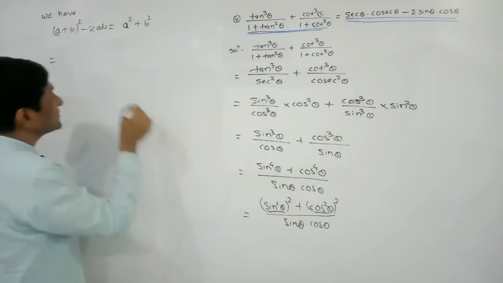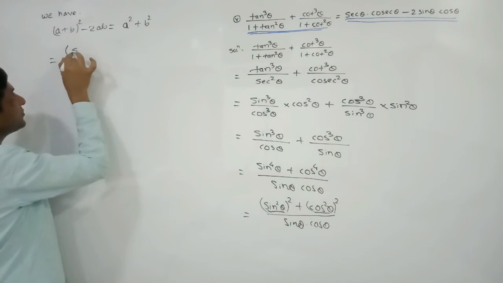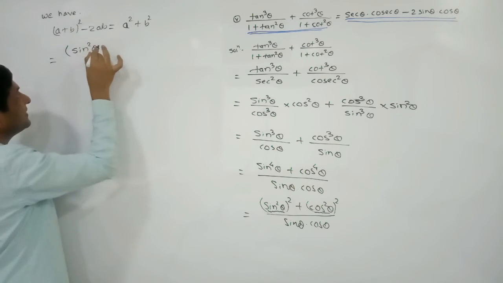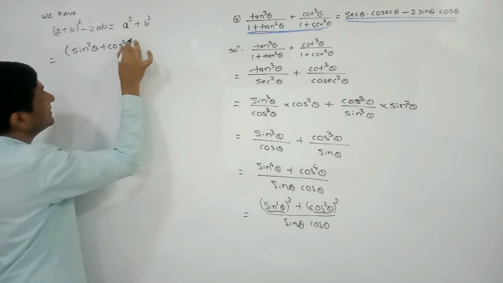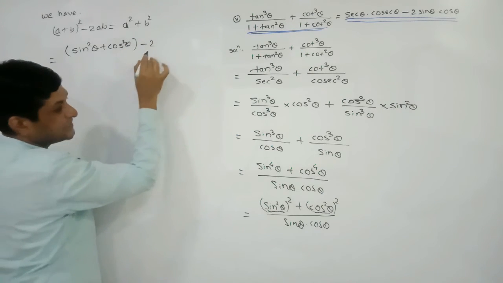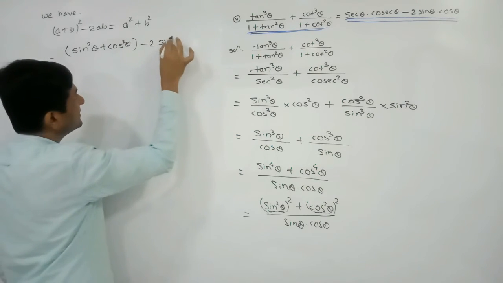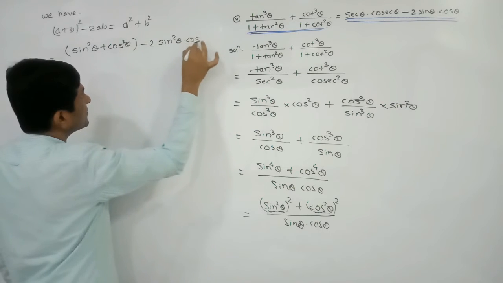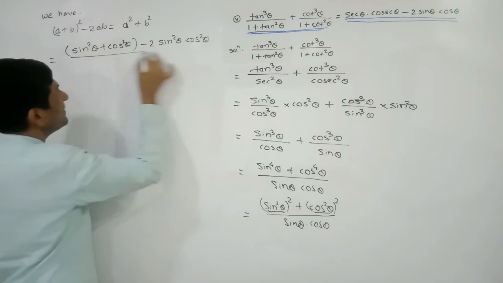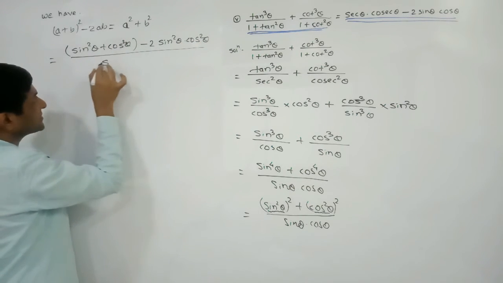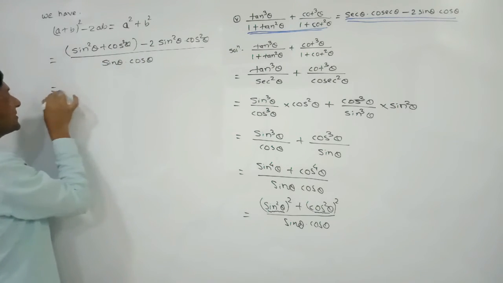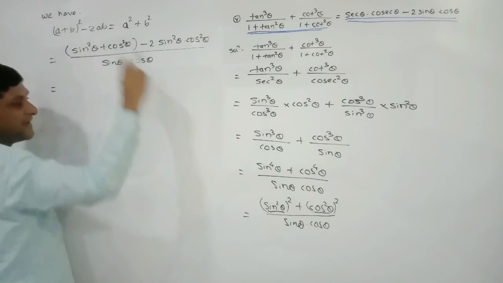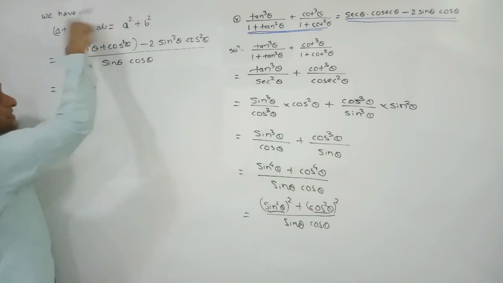So a plus b whole bracket square, a means what here? Sin square theta, plus b means what here? Cos square theta, minus 2ab. A is here sin square theta and b is nothing but what? Cos square theta, divided by, in the denominator, sin theta into cos theta, keep it as it is. Just we are simplifying this numerator, applying this identity.